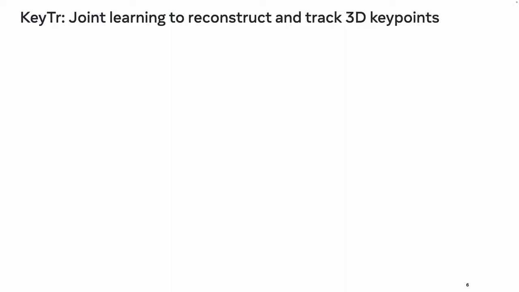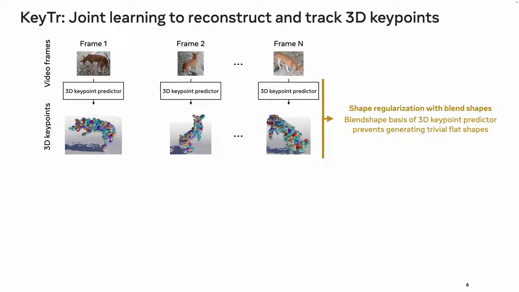So this is an overview of KeyTr. It takes as an input a set of frames. Each frame is independently passed through a 3D keypoint predictor, which generates the fixed length tuple of 3D keypoints. Importantly, the predictor contains a set of blend shapes which are regularized to produce the 3D shapes in order to avoid trivial solutions such as flat shapes.